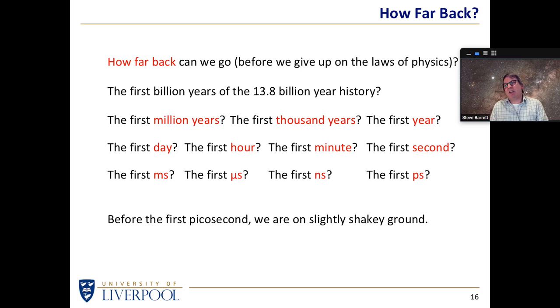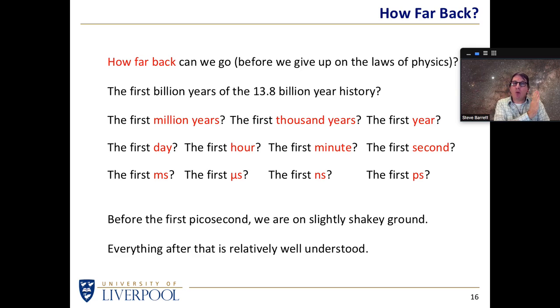Well, that's where we have to raise our hands and say, I'm not actually sure what was going on if we go back any earlier than that. 1 picosecond, 1/1,000,000th of 1/1,000,000th of a second. Before that, we are on somewhat shaky ground. From that point onwards, everything is reasonably well understood for reasons that I'll come back to in a few slides' time.